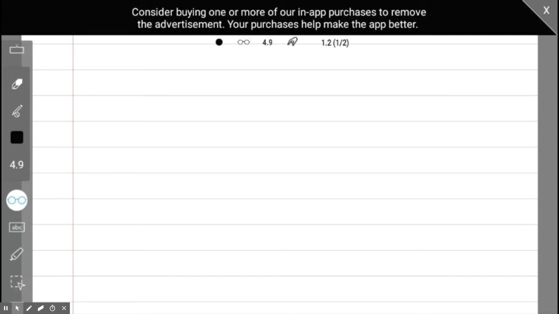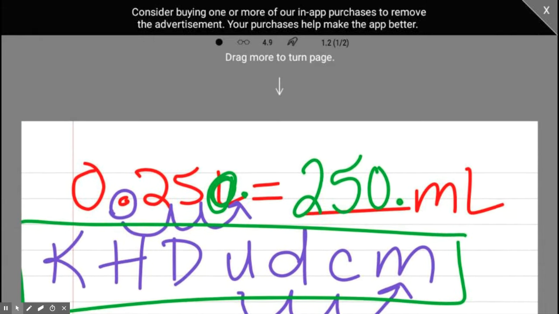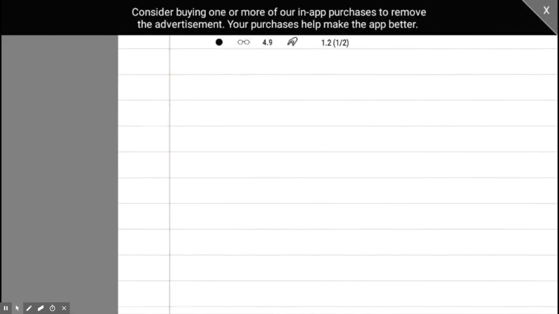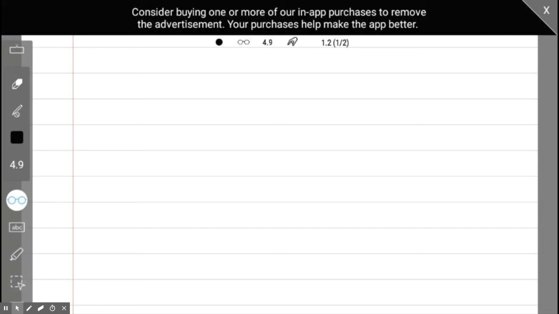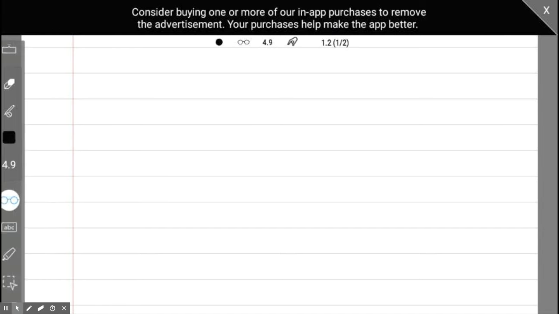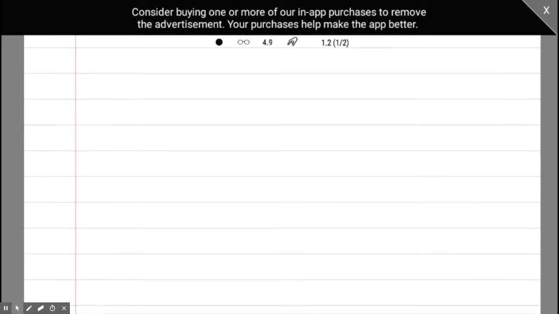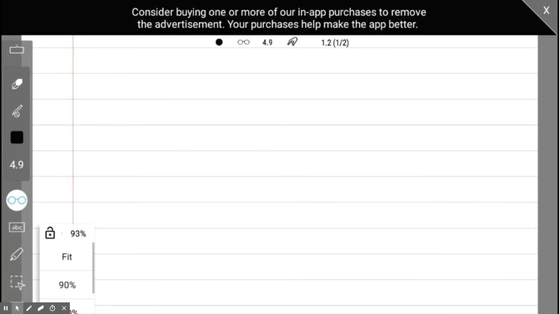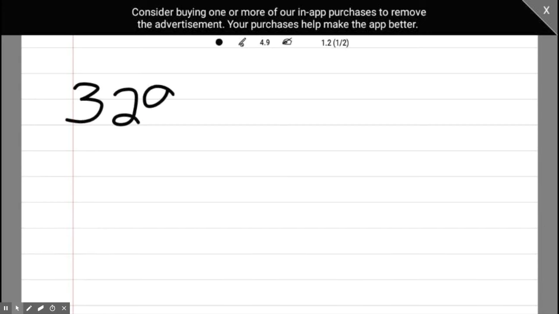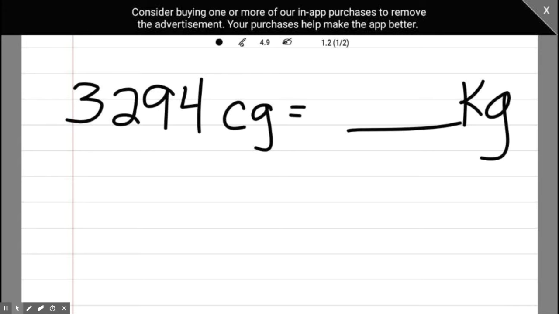So moving right along, I'm going to do one more example and that'll be it. Let's say I needed to take, I don't know, let's do a crazy one. We just went from, what did we do? Liters to milliliters. That's going down the scale. I want to go up the scale. Oh, where's my pencil? Let's say I had 3,294 centigrams and I needed to convert that into kilograms for whatever reason.